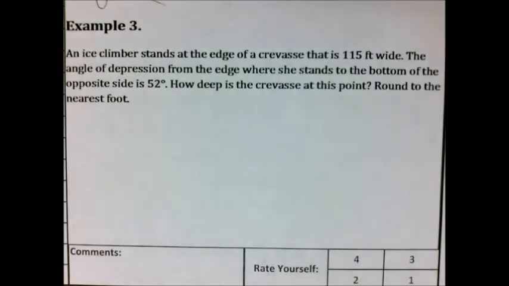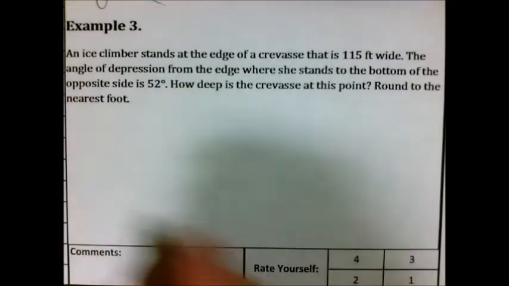Alright, example 3. It says an ice climber stands at the edge of a crevasse that is 115 feet wide. The angle of depression from the edge where she stands to the bottom of the opposite side is 52 degrees, and we want to know how deep is the crevice at this point, and round to the nearest foot.